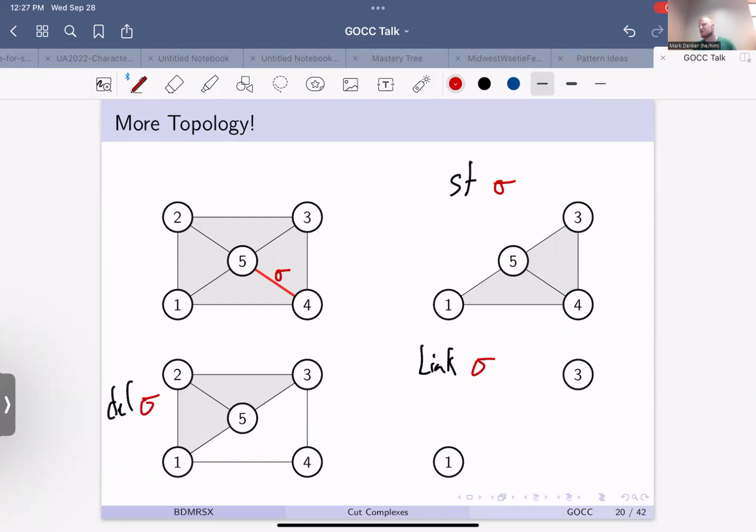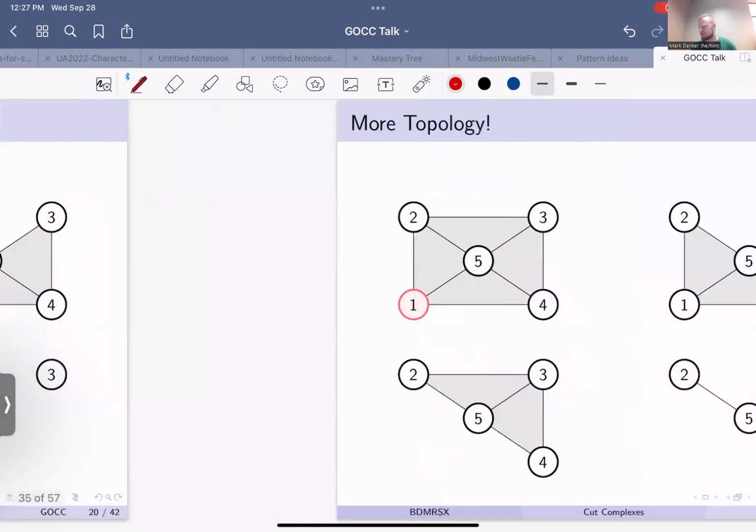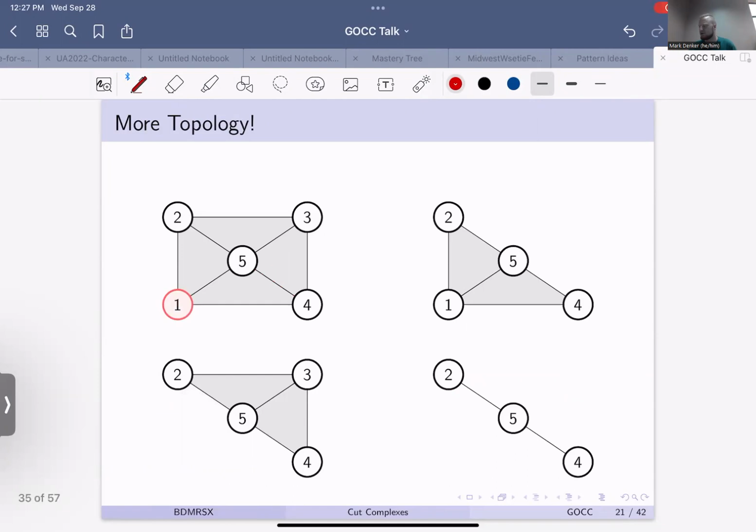So that is the general definition of link, star, and deletion. Actually, something nicer happens when you do it with a single vertex. So here's my vertex V. Here is my star of V. Here is my deletion of V. And this is my link of V.